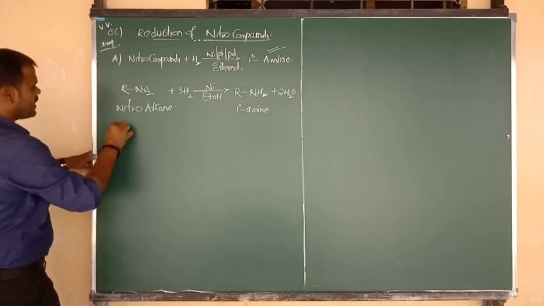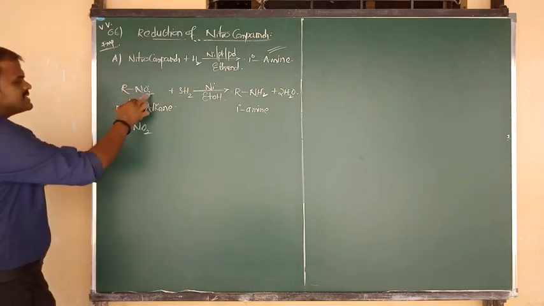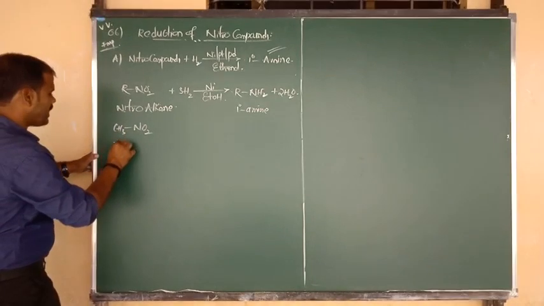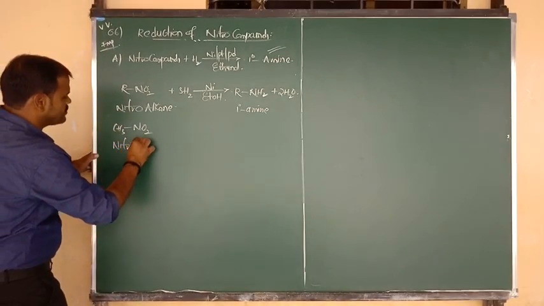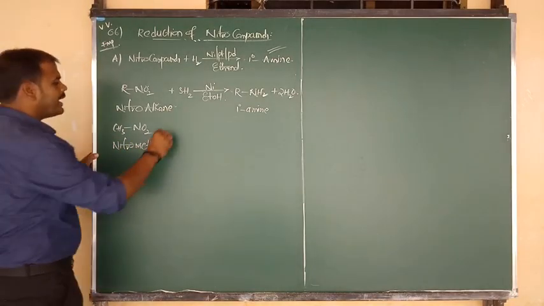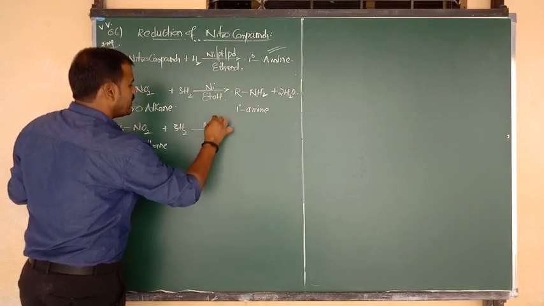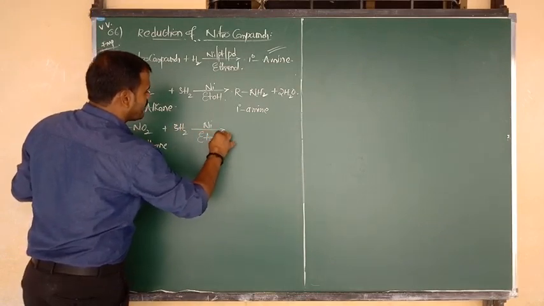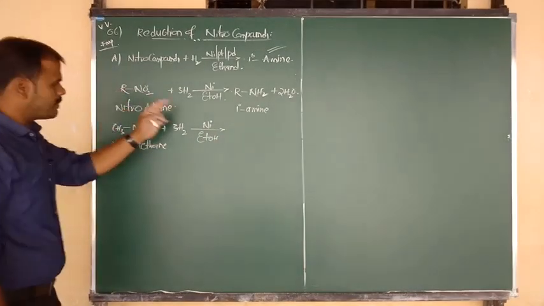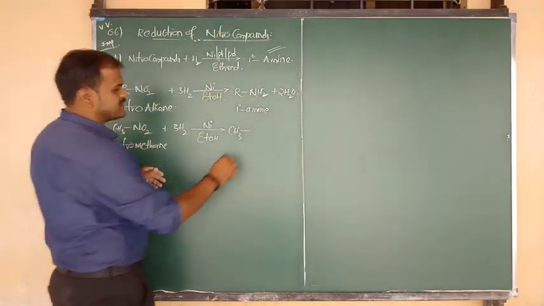In the place of R, I am going to write CH3 bonded to NO2. This is a nitroalkane, but this is a 1-carbon alkane, meaning methane. So the IUPAC name of this compound is nitromethane. What is the compound, beta? Nitromethane. It undergoes catalytic hydrogenation in the presence of nickel, and the alcohol is nothing but what? Ethyl alcohol. Same thing, in place of R we have to write CH3.